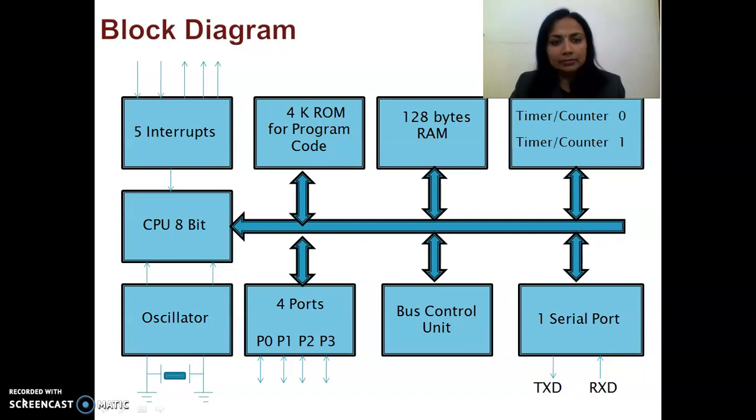At the end, I would like to ask one question to the learners. That question is based on the crystal oscillator frequency. Why does 8051 come with an odd frequency, that is 11.0592 megahertz? So just search for the answer to this question and post your answer in the comment box.